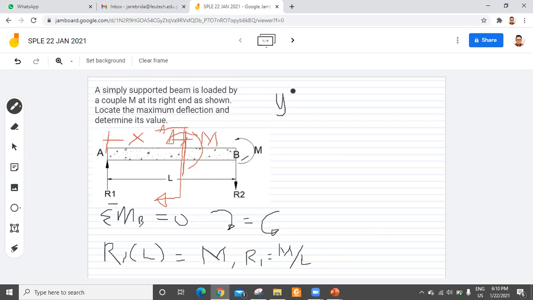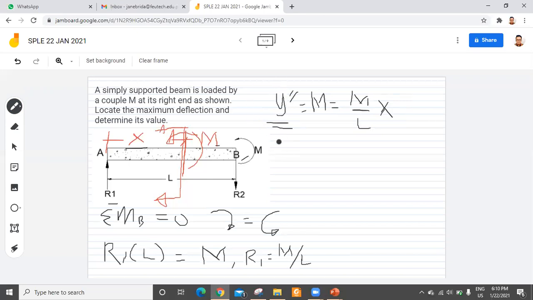At this section, you have M double prime equal to moment, which is this one. What is that moment? R1, which is M over L, times, what's the distance? X. Okay, so that's the moment. So that is the value of y double prime.